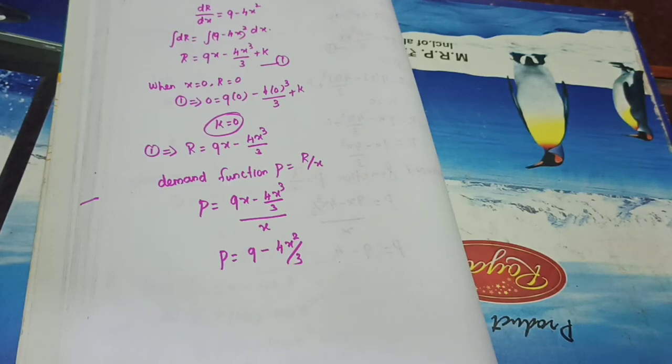So in this problem, they gave the marginal revenue, so from that you can find the R value. Afterwards, if you need the demand function, P is equal to R by X. That's all. Understand, students? Okay, let's move to the next problem, the 12th problem.